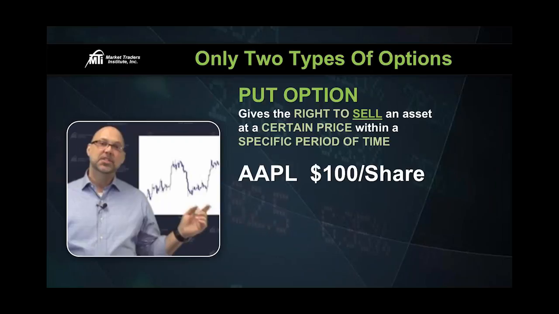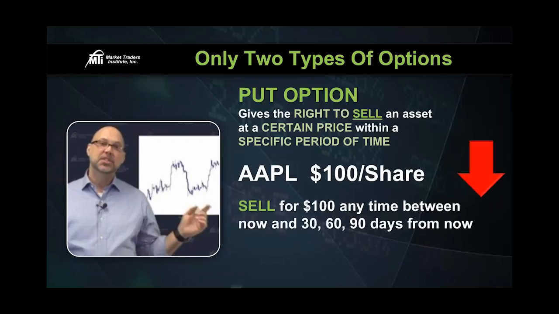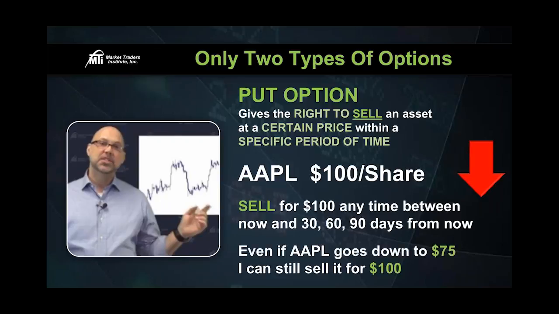And maybe we believe that Apple's going to be going lower. Here's what we can do. We can purchase an option to sell Apple at some time in the future at $100 a share, no matter how low it goes. So maybe in a couple months, Apple goes down to $75 a share. I still have the right to sell it for $100. So it's at $75, I can sell it for $100. What do I get for that? I get the difference. That amount goes right into my trading account. I get the cash.